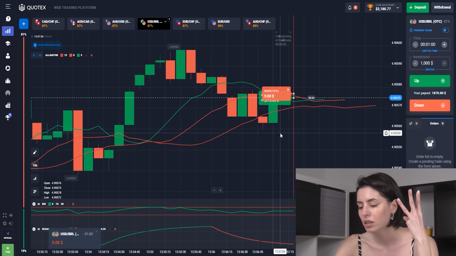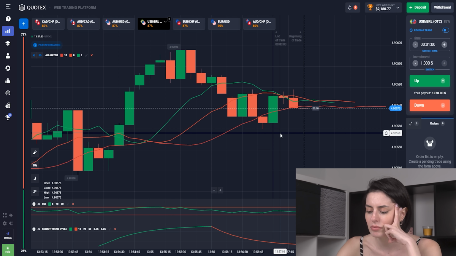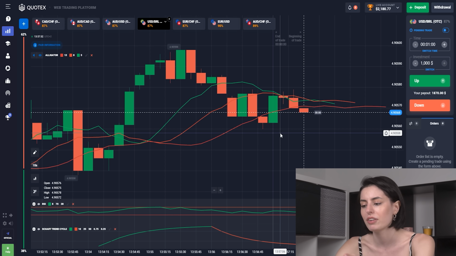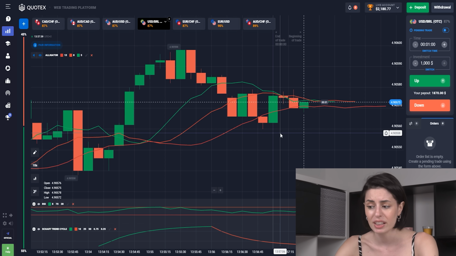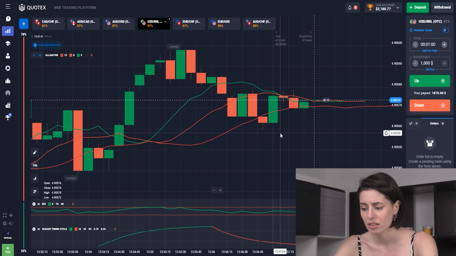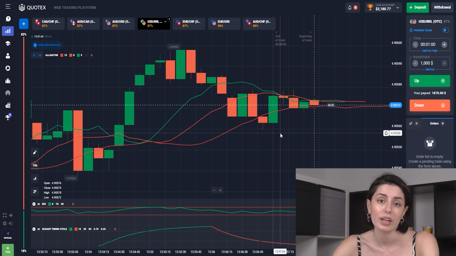2 out of 3. Maybe we were a little bit late. No, it's fine. We were just unlucky. And look at that. This is a bad situation to enter, and even the alligator is now flat. So that means it's high volatility, and we got unlucky to enter in that area.